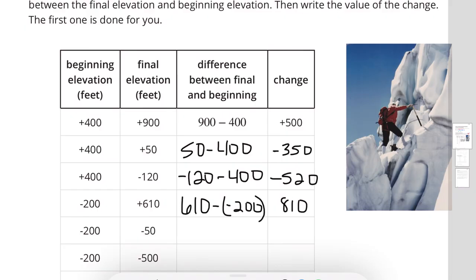Next one we started at negative 200 feet, and our final elevation is at negative 50 feet. Again, we're moving up because we're going towards the positives. We didn't quite make it to the positive, but we're still moving up. So our expression would be negative 50 minus negative 200. And that is a change of 150 feet going up. So it's positive 150.